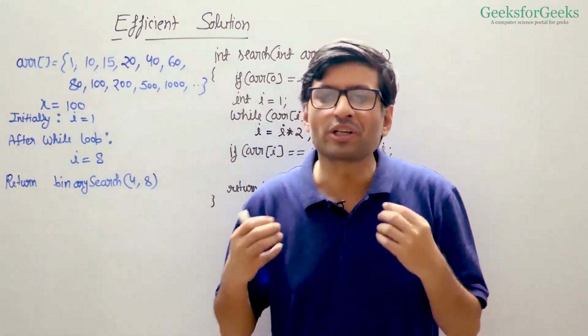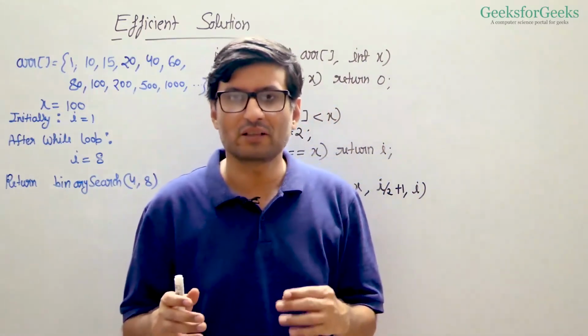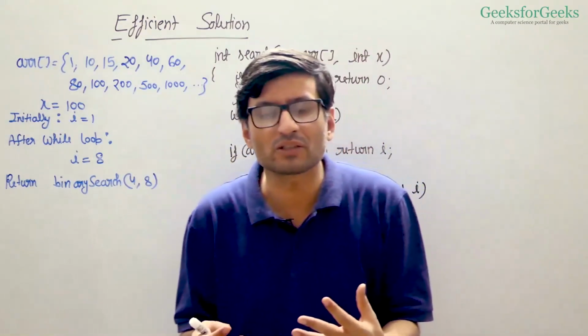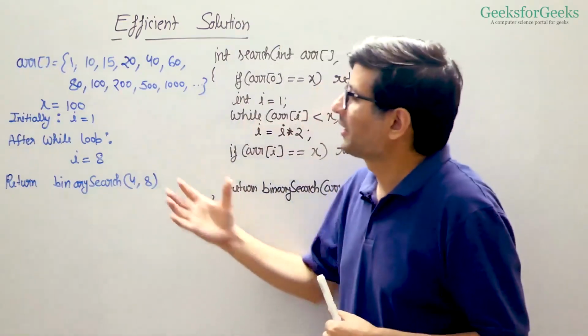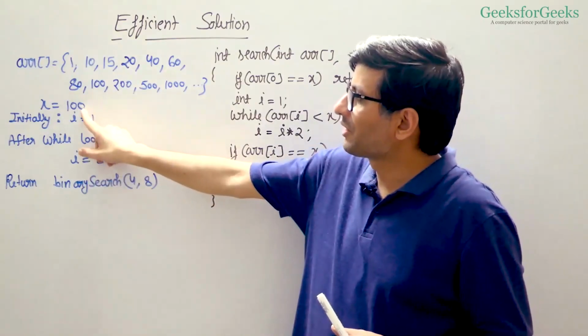I keep doing it while the current element is smaller than x. When do I stop? If the current element either becomes equal to x or greater than x. So let's understand the approach with this example. Let's say we have this array and we're searching for 100.